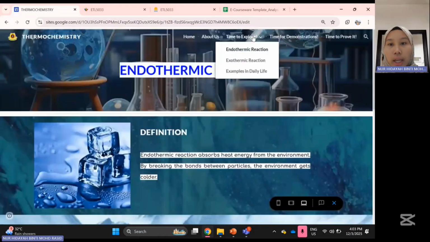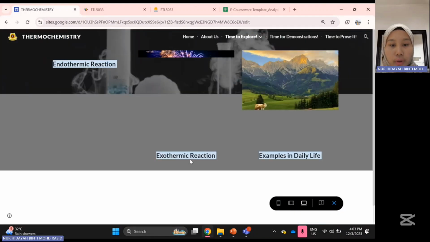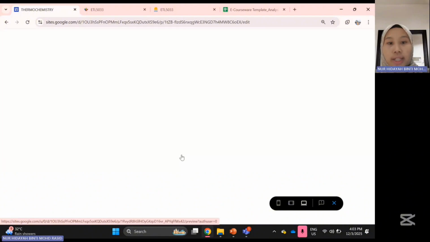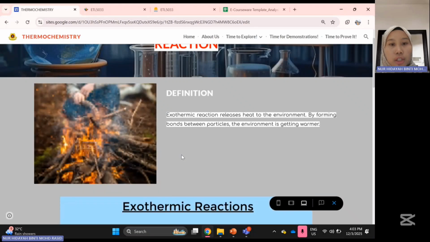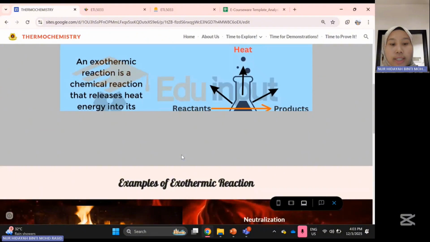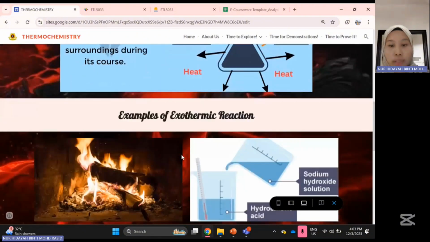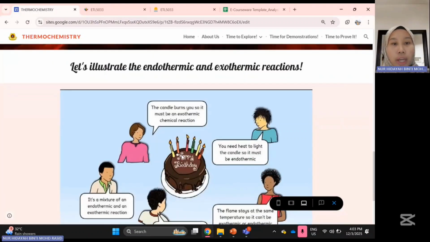Then we can go back to the Time to Explore tab and click on the exothermic reaction, and it will bring us straight to the exothermic reaction page. Here again, it shows the definition of exothermic reaction, how the reaction works, the examples of exothermic reaction in chemistry concepts, and the special part is the illustration where we show a dialogue among students talking about endothermic and exothermic reactions happening around them.